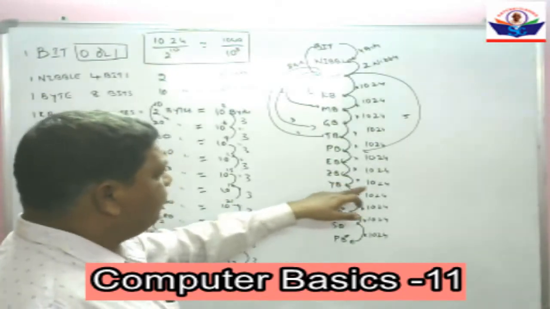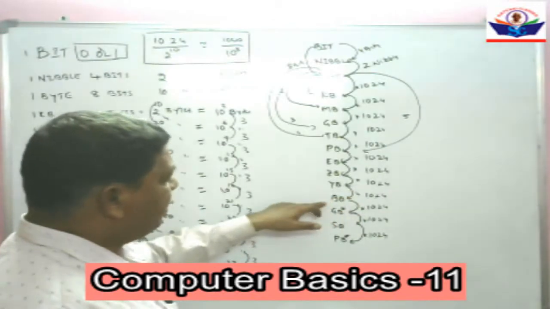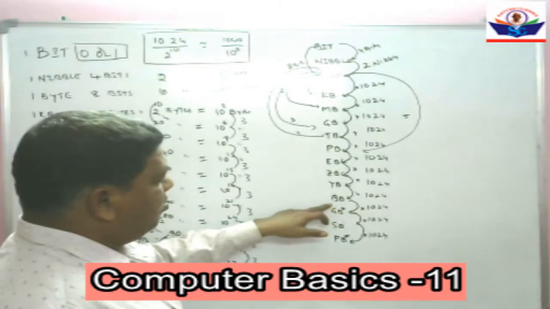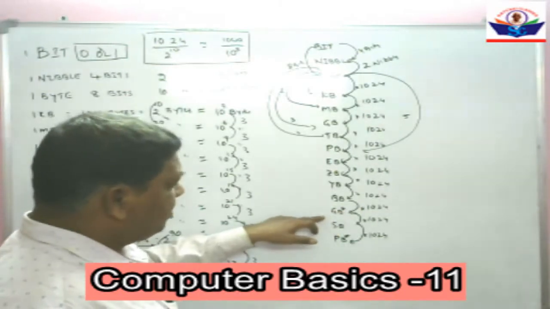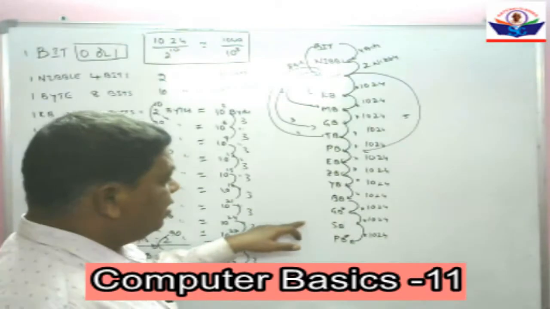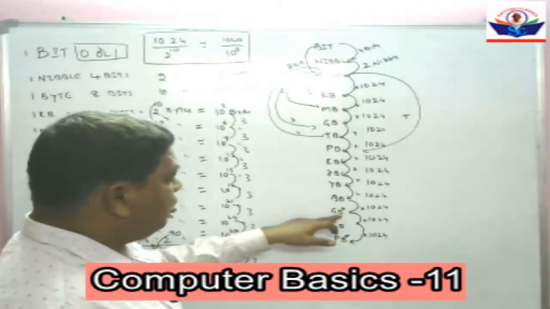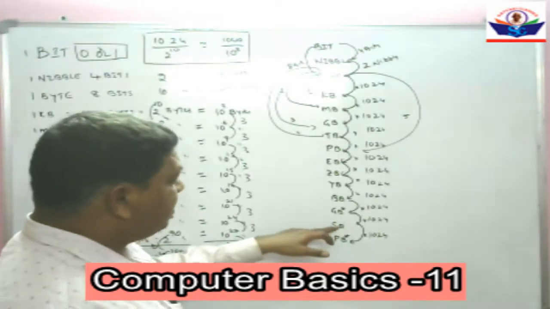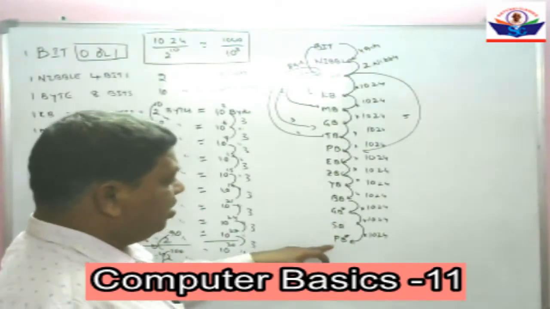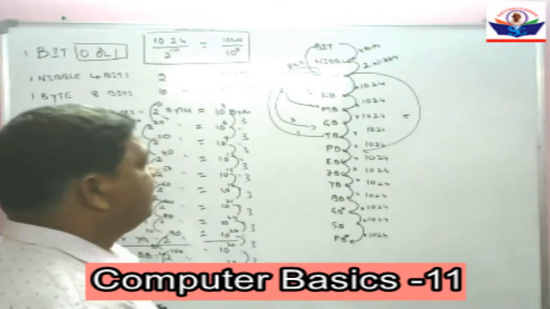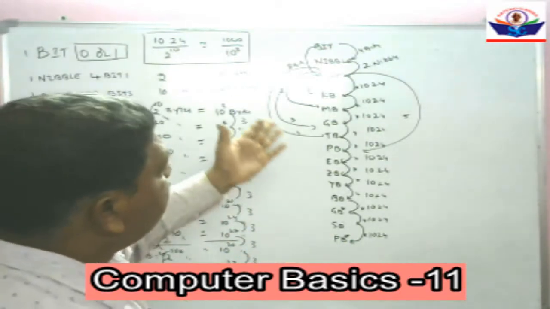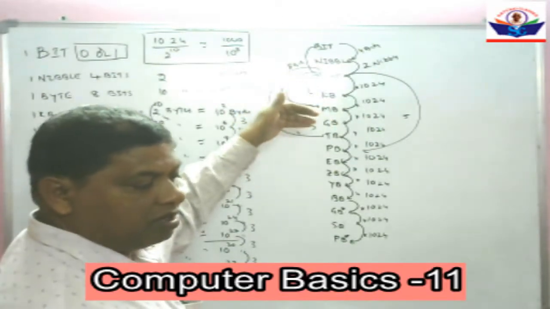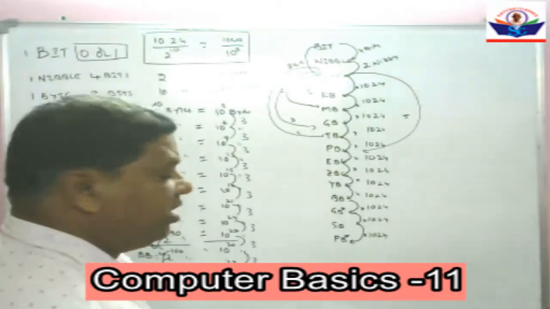If we multiply yottabyte with 1024, it gives brontobyte. If we multiply brontobyte with 1024, it gives geobyte. If we multiply geobyte star with 1024, it gives saganbyte. If we multiply saganbyte with 1024, it gives PB star. That means if we multiply by 1024, it gives higher memory.